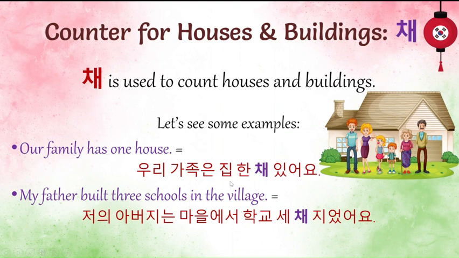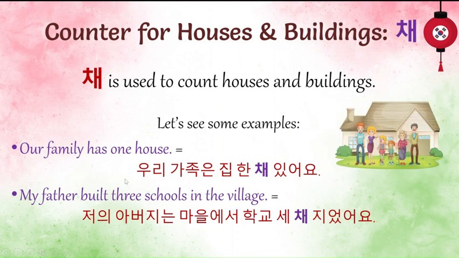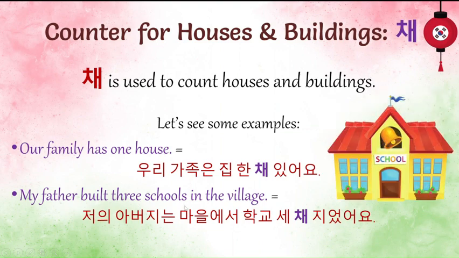House is 집. One is 한. So you have to say one house. 집 한 채. First comes the noun, then the number, and then the counter. And the verb we use for to have is 있다. In present tense, 있어요. Okay? Next is, my father built 3 schools in the village.